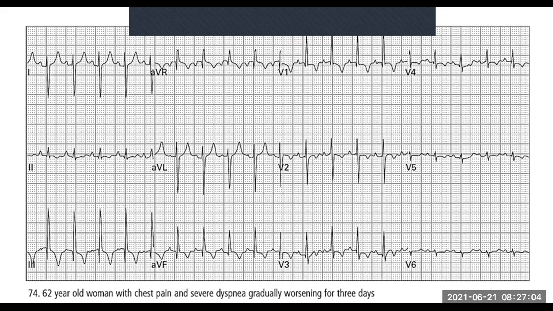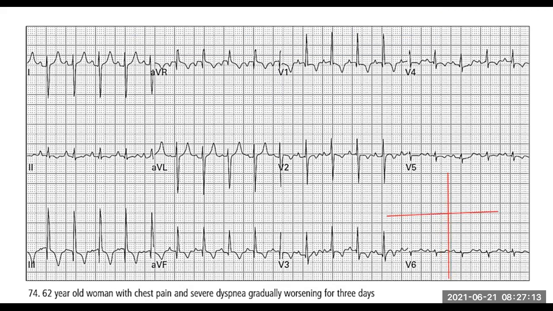But what we're going to do is let's have a look first at the axis, just to give us an idea of what's going on. All right, so we'll just draw that up. So we've got lead 1 over there and lead AVF here. All right, so let's look at lead 1. You can see that lead 1 is definitely negative. So we've either got an extreme right or we've got a right-sided axis. All right, so we don't have a left-sided axis, and we definitely don't have a normal axis over here.